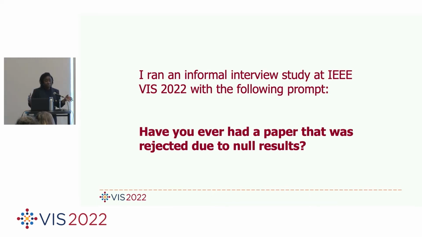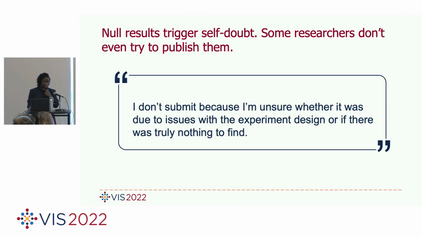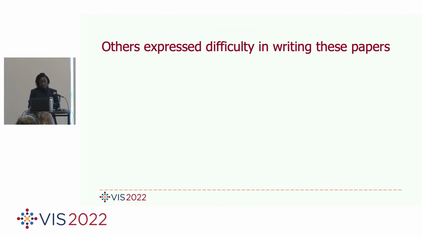And the people who I approach are people who are well established in our communities, have published tons of papers. And so I was actually surprised by some of the feedback that I got. One of the things that I realized from a lot of people is that null results triggered self-doubt. Some of the researchers didn't even try to publish them. One person said, I don't submit them because I'm unsure whether it was due to issues with the experiment design or if there was truly nothing there to find.